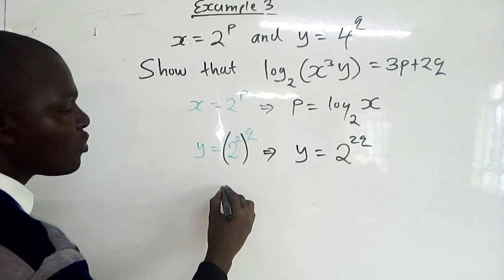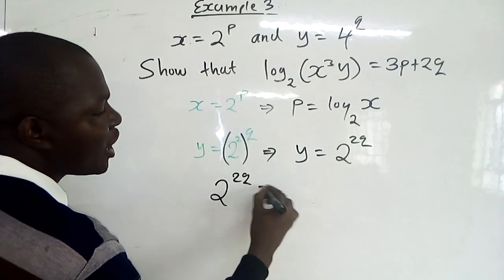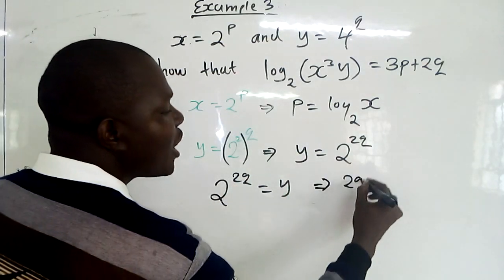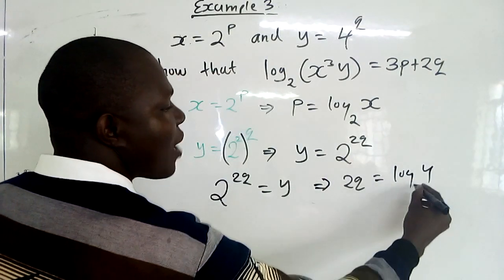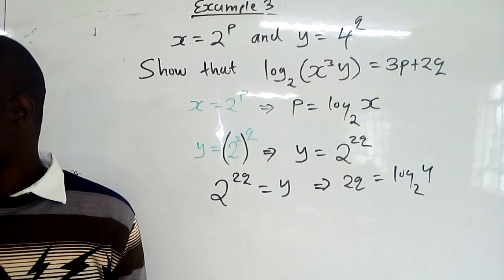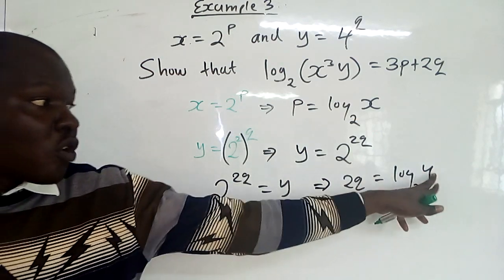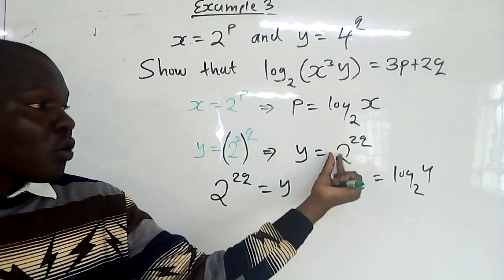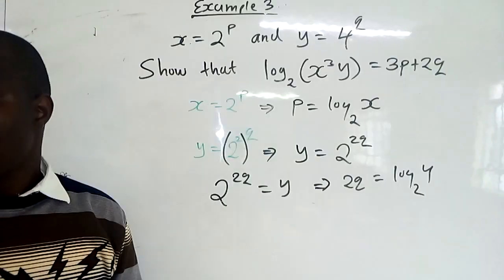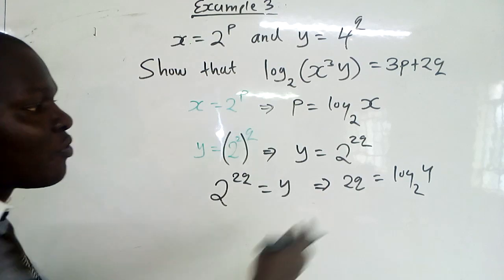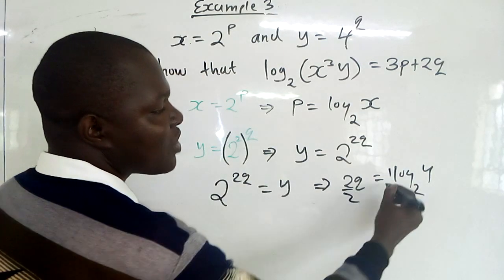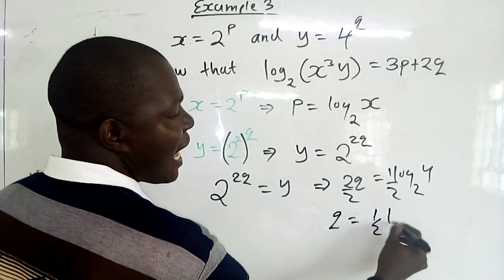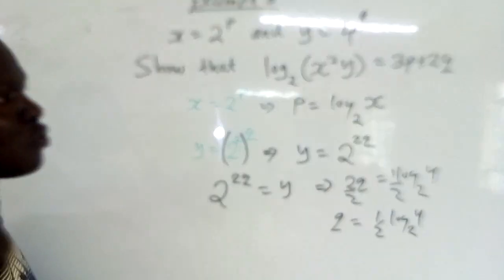If y is equal to 2 raised to power 2q, it's like saying 2 raised to power 2q is equal to y. So 2q is the index, 2 is the base, and y is the corresponding number. So the index, which is 2q, is the logarithm of the corresponding number y to base 2. Are we together? So 2q is equal to log y to base 2, or you simply introduce log on both sides of the equation, so that you have log y is equal to 2q log 2, then 2q becomes the coefficient. Then you make q the subject, so you divide both sides by 2. So you end up with q is equal to a half log y to base 2.